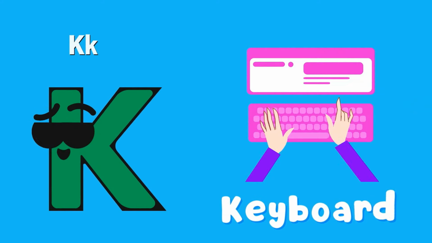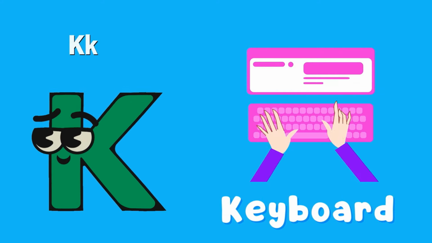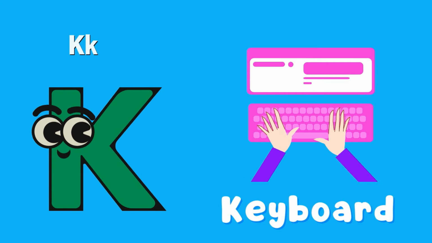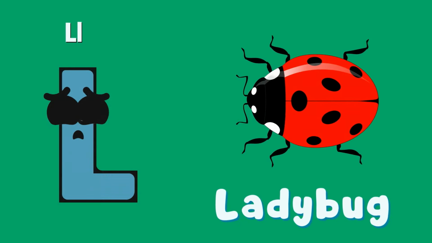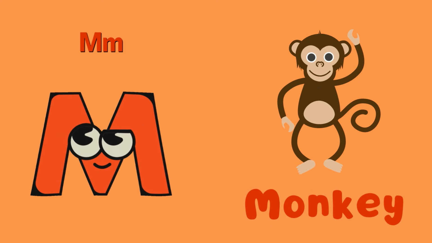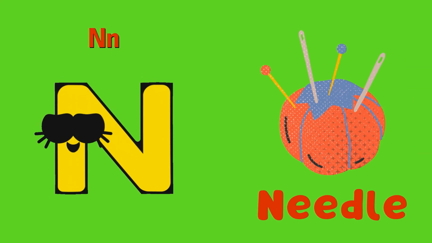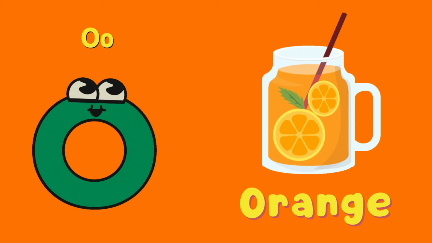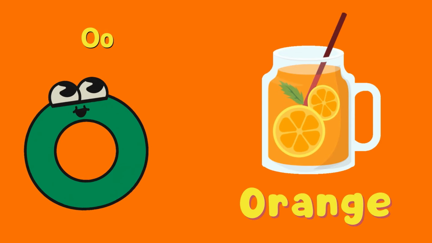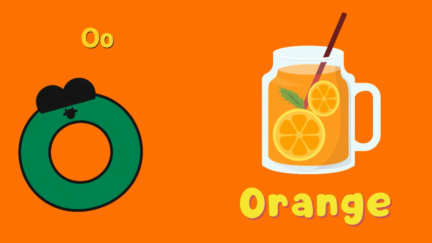K is for keyboard, k, k, keyboard. L is for ladybug, ooh, ooh, ladybug. M is for monkey, monkey. N is for needle, needle. O is for orange, orange.